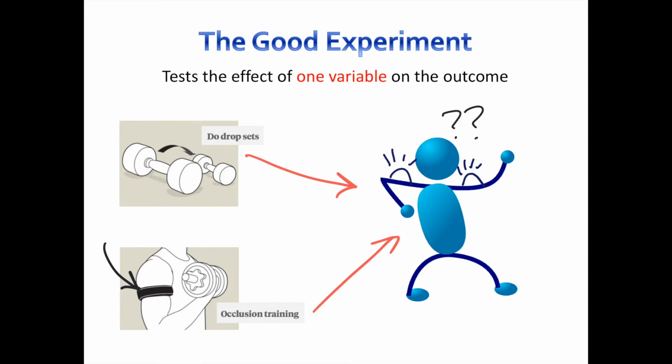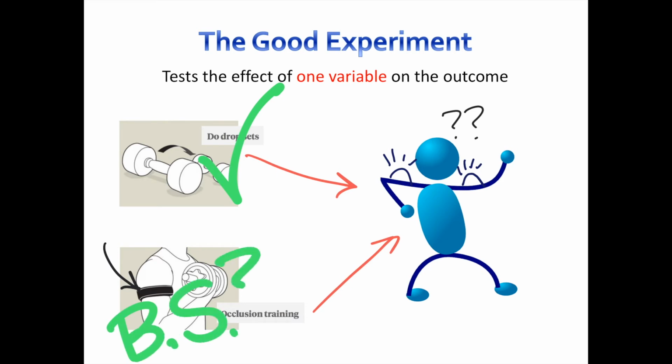Even though my end result is larger muscles, it could be that just one of these variables contributed to that and the other one is total BS. But the experiment I designed will never be able to tell me that.